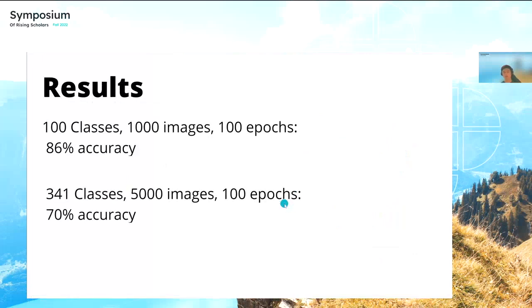And for my results, I got 100 classes for 1,000 images, 100 epochs. For that, I got 86% accuracy. For 341 classes, I got 70% accuracy. And for a model that has this many classes, it actually performs pretty well. Even though the number of classes triples, it maintains 70% accuracy.